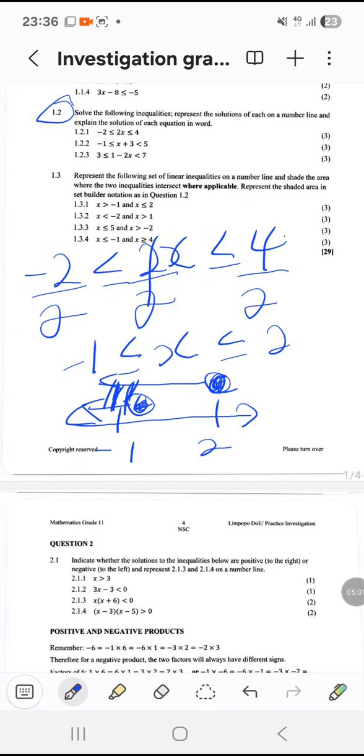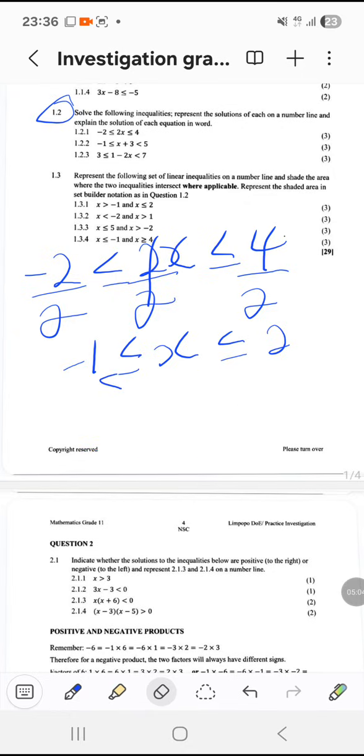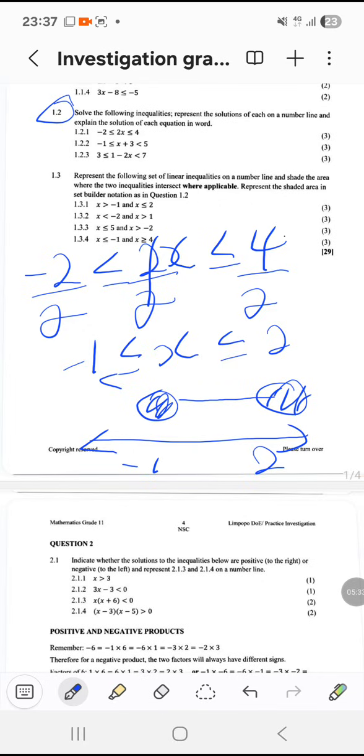Now we don't have to show this one yet. So let's just write our number line. We need to understand that this type of solution, minus 1 less than x less than or equal to 2, is an intersection. So the two circles always meet. Here we have a circle shaded for 2, and for minus 1 we also have a circle shaded. They always meet. That's all we're looking for now. We just write the number line.